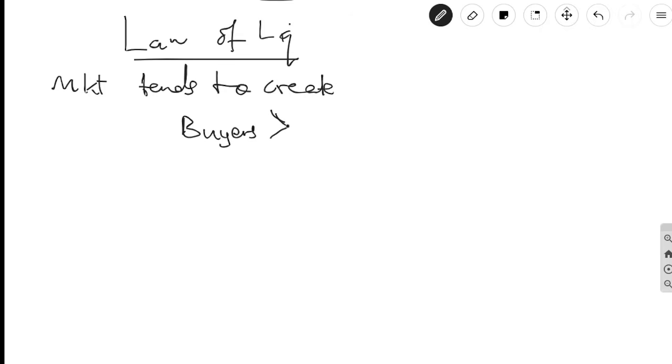I don't know if I use these signs of more than, less than. I don't know if you understand them.